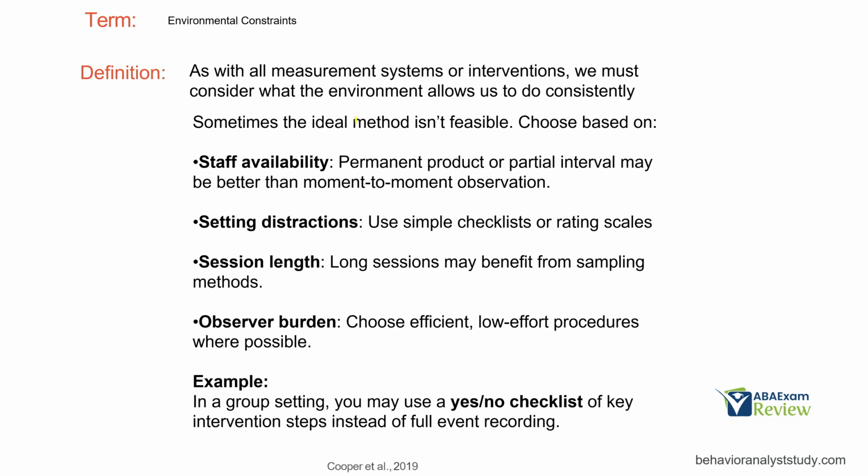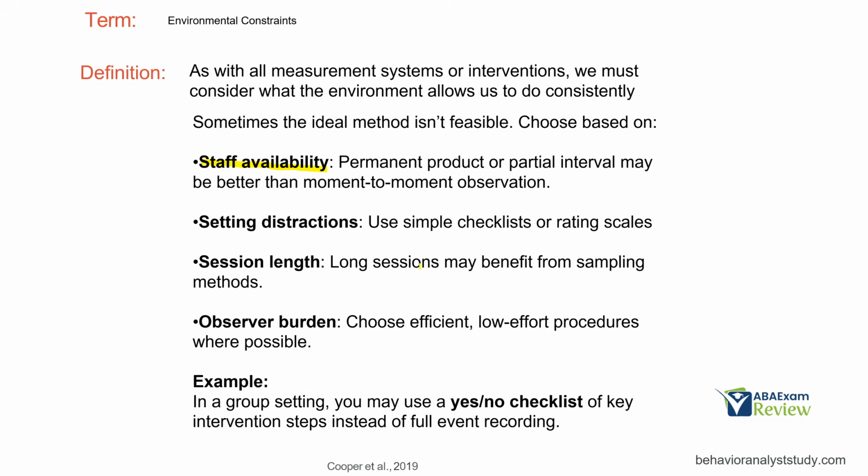So as with all measurement systems or interventions, we've got to consider what does the environment allow us to do? Okay, we are all constrained by the environment and we just have to deal with that. So sometimes your ideal method isn't feasible. How is staff availability? Okay. Are they available for supervision? Are you available for supervision? Maybe permanent product or partial interval may be better. What about setting distractions? If there's a lot going on in the environment, checklist or rating scales, while a little more subjective and maybe not as thorough, still usable.